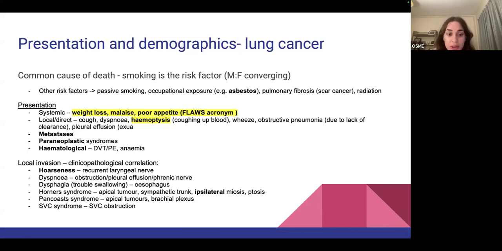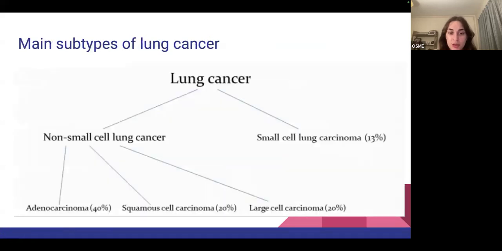They might have difficulty swallowing because there's invasion into the esophagus, and they might have Horner syndrome type symptoms. This is usually quite atypical, but it's this mitosis potosis, and that's usually because of a pancreas tumor. And these are atypical tumors that affect the brachial plexus, and they may get some SVC obstruction, but that's quite small print.